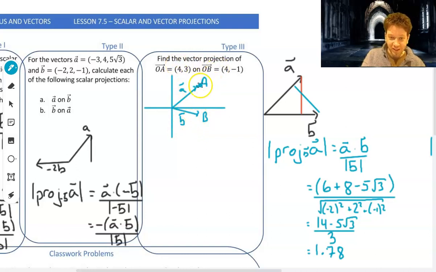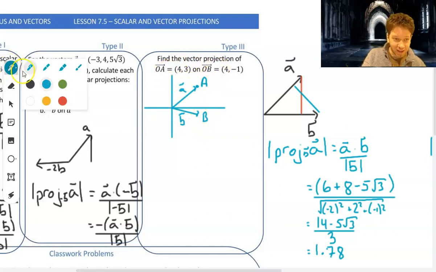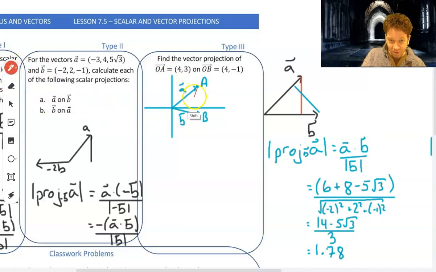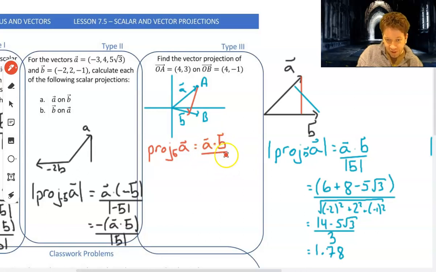And so we're trying to find the vector projection of A on B, which would be somewhere here, but then it would also be in the same direction as B. So doing that, we have the projection of A on B. I'm not going to write magnitude signs this time. That is going to equal our dot product, so A dot B, over the magnitude of B squared, multiplied by our vector B.